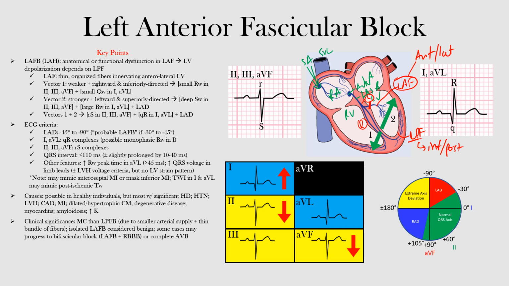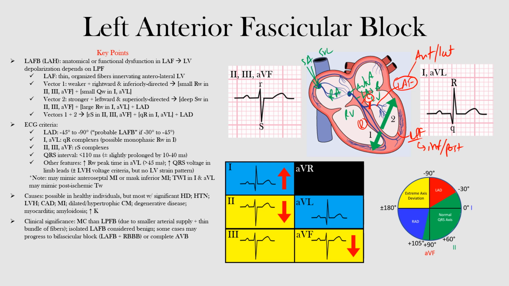Hopefully that makes sense. And just a quick clinical note here, because the left anterior fascicle is much thinner than the left posterior fascicle, it is at a greater risk of injury from ischemia. It also receives less arterial blood supply, which contributes to its greater vulnerability to damage. These fascicular blocks cause the ventricles to be innervated asynchronously, or aberrantly. Therefore, the vectors produced by the left ventricle will be altered and will affect what we see on the EKG.